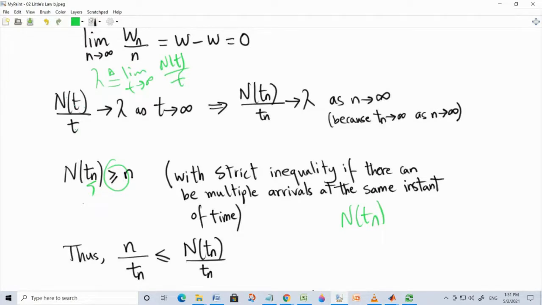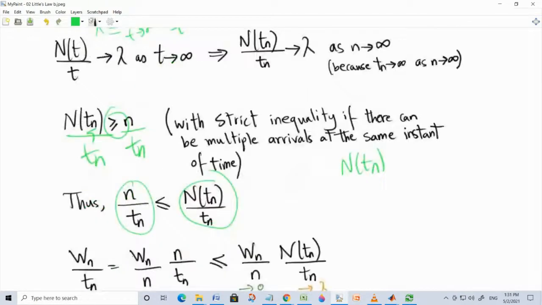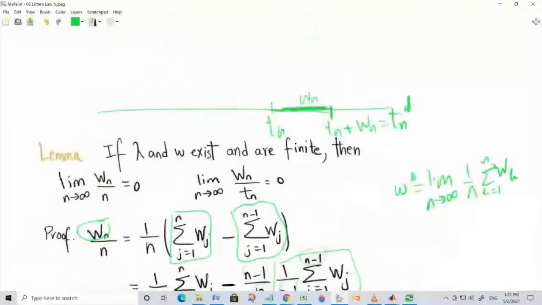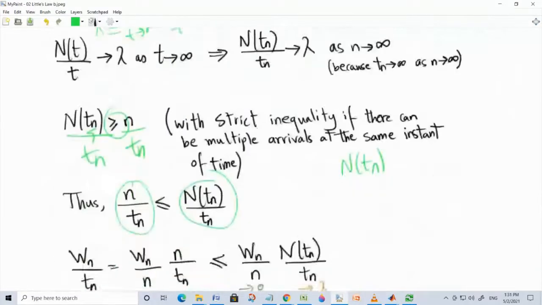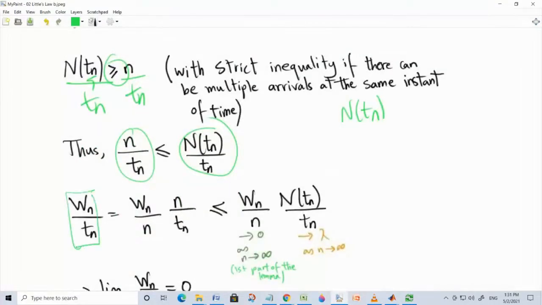and basically this means that if you divide both sides by Tn, this is an upper bound on that. Remember what the goal is. The goal in the lemma is to show that if you take Wn and divide it by Tn, this quantity goes to zero as n goes to infinity. Hence, you write Wn over Tn as a product of two terms. One of them is Wn over n, and remember we have shown that this converges to zero as n goes to infinity. And the other term is n over Tn.